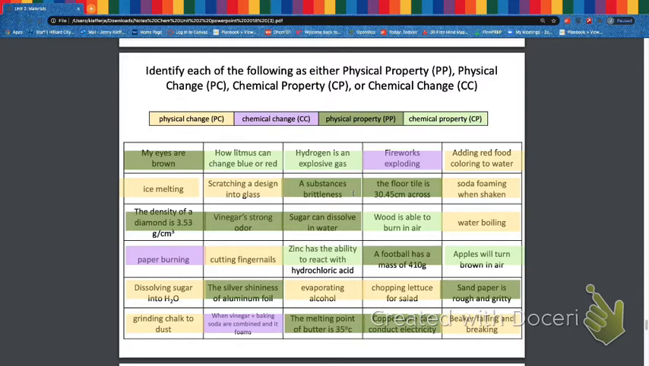Evaporating alcohol is a physical change because remember the particles are just getting farther apart. We're not changing the alcohol particles. Again, here we have a measurement, the melting point of butter. That's a physical property. Fireworks exploding is a chemical change.